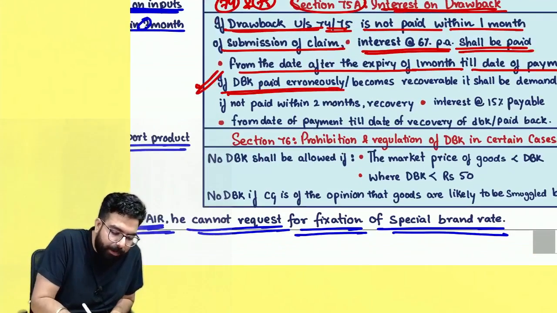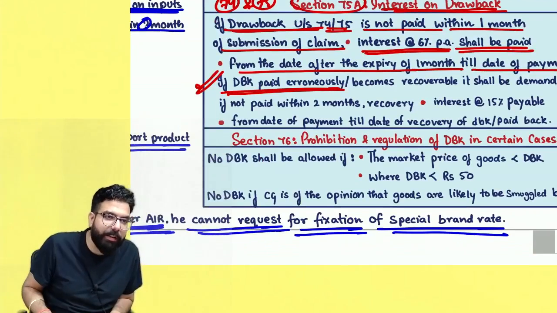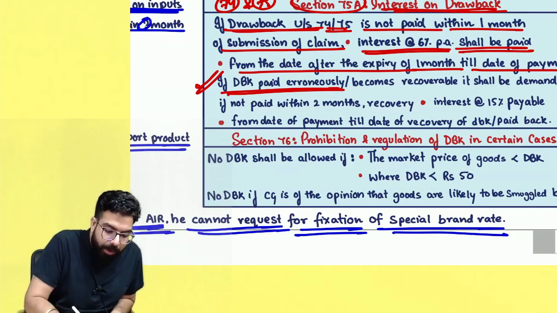Sir, if DBK is paid erroneously, maybe you did not get the foreign currency, or it becomes recoverable.